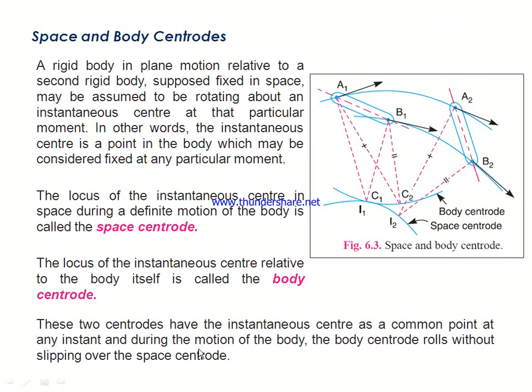And one more important conclusion that we draw from the body centroid and the space centroid is that these two centroids have the instantaneous center as a common point at any instant. For example here, and during the motion the body centroid rolls without slipping over the space centroid. Now let us try to understand in a better way the concept of space and body centroids in the next slide.